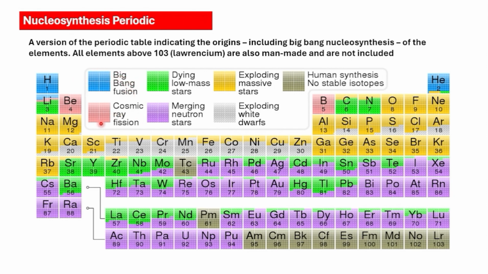And this one is cosmic ray fission. And this color, if you see strontium, yttrium, these are mostly greenish. They are coming from dying low mass stars. Again, this color, if you see, is coming from merging neutron stars. So all these different colors, or this ratio of the colors, say how much percentage of this atom is coming from merging neutron stars and how much percentage of this atom is coming from dying low mass stars. So this is a different type of periodic table.